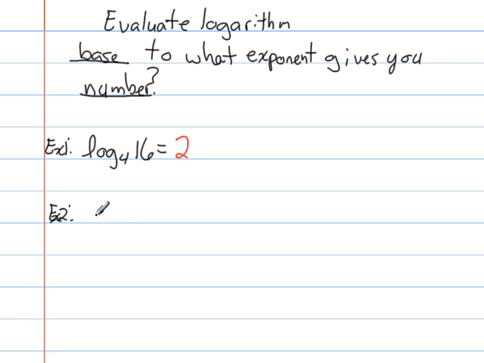So for example 2, we've got log base 5 of 1. So 5 to what exponent gives me 1? So thinking about your properties of exponents, what exponent always gives you 1 no matter what the base is? Okay, anything to the 0 power gives you 1. So anytime you see a 1 here, you'll know your answer is 0.